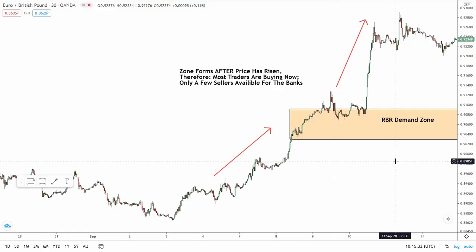For example, being a rally-based rally zone, this demand forms after price has already risen. So most traders are now buying, meaning the banks can't buy that much. Not enough traders are selling.